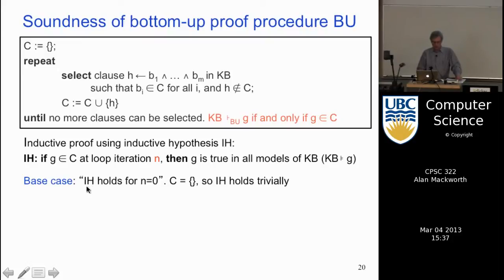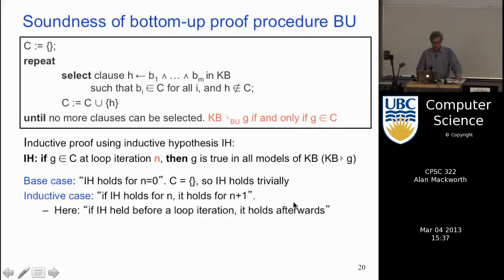This is the base case. The inductive hypothesis holds for n equals 0. For n equals 0, I haven't done any loop iterations, so C is empty, so it holds. There's no G in C, so it's true in all models. It's trivially true.